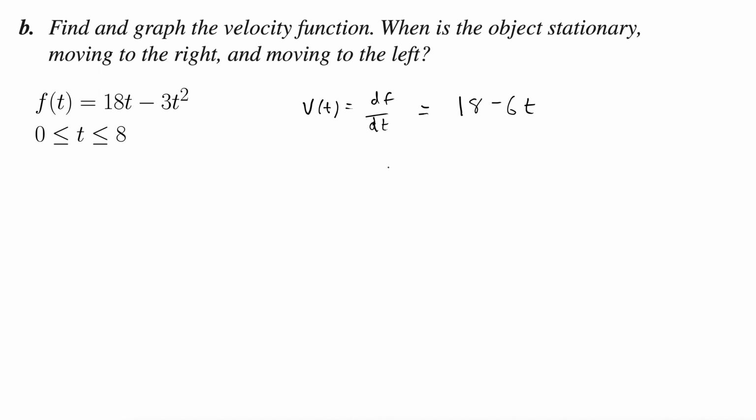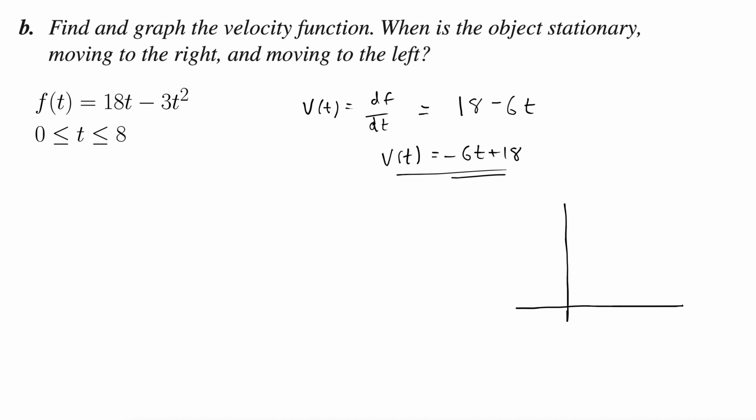And that's a line, which is a little more obvious if we write it as v of t equals negative 6t plus 18. Okay, so there's the velocity function. Let's analyze this a little bit. It first asks us to graph it. Well, that's a line. Let's do it. So we have our function here.